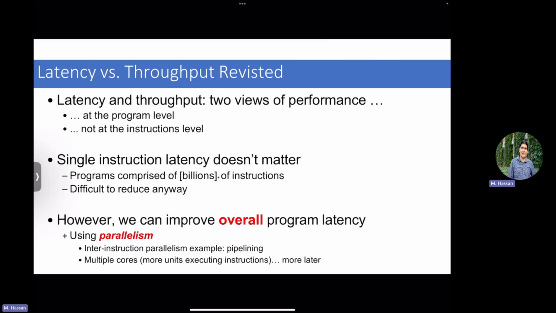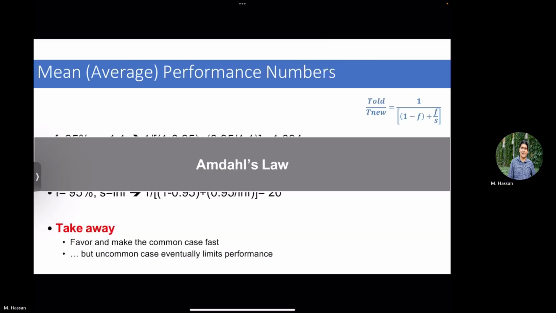Yeah. So here there is a comment that we're talking about with infinite S, right? Favor and make the common case fast. But you have to remember that at the end of the day, the more you try to squeeze performance out of F, you become more limited by the 1 minus F, right? So eventually you will be limited by that slope. So make the common case fast, but eventually you will be limited by the case that you didn't accelerate. Good.